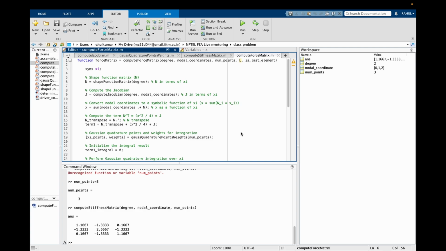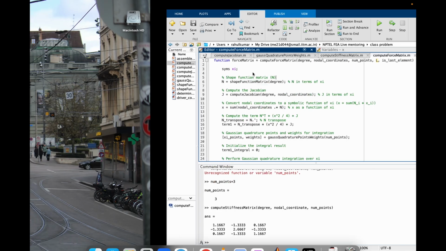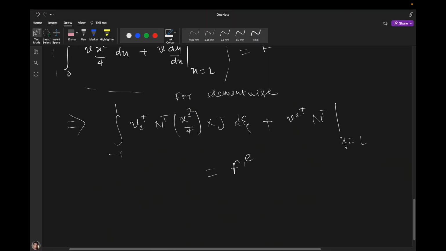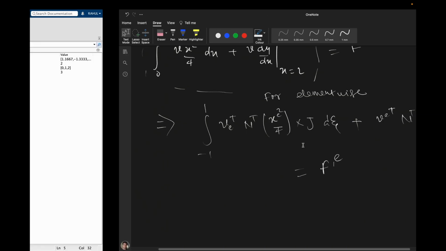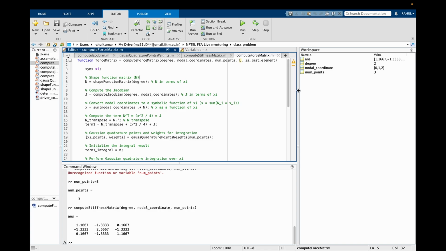Here the number of points is the number of nodes. Yes, the number of nodes will obviously depend on what kind of polynomial you are taking. Okay, so here is the last element. We know that when it is the last element, this term will survive. When it is not the last element, this term will not survive. So because of that I will take this as an argument.